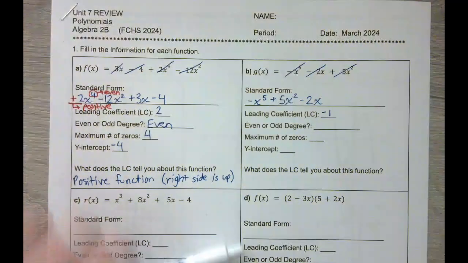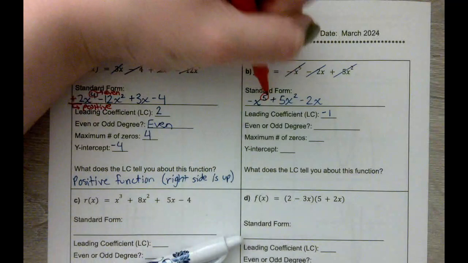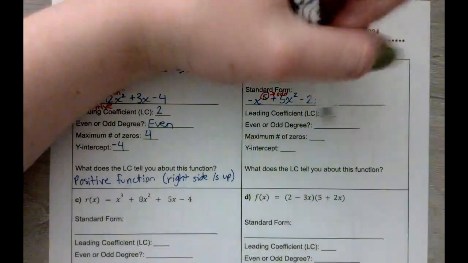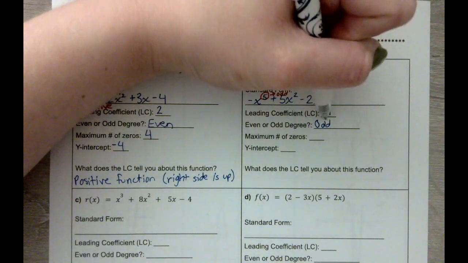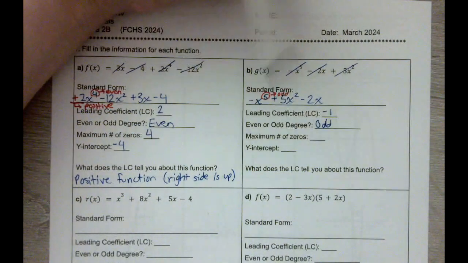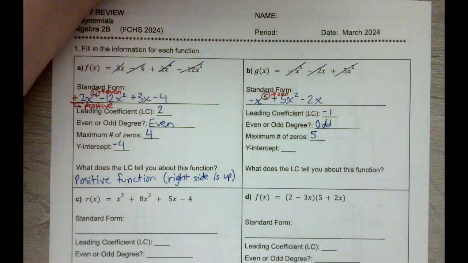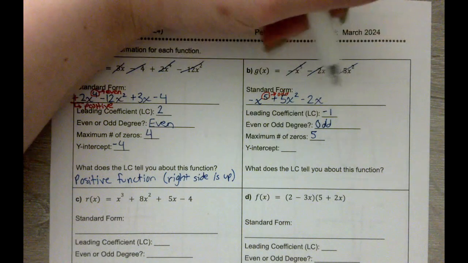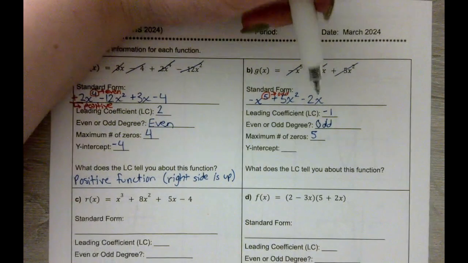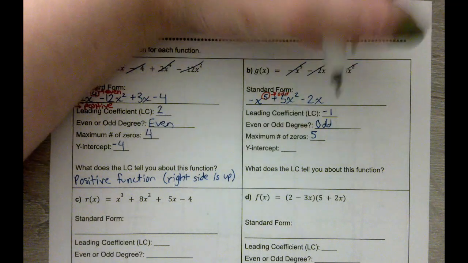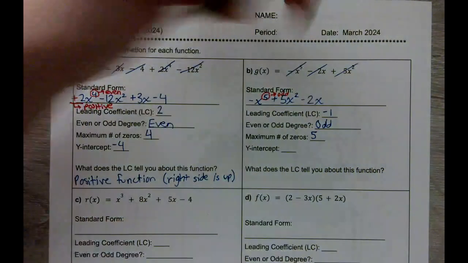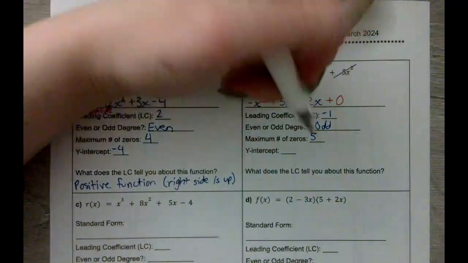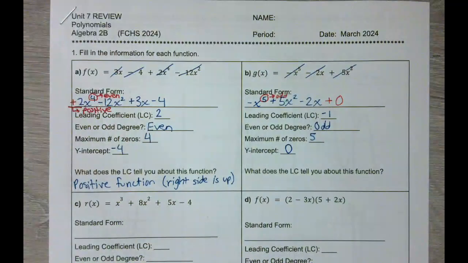Even or odd degree, our degree is 5, so it's odd. Maximum number of zeros, we can have up to 5 zeros in this function. Y-intercept, you look for a constant, just a plain number at the end. That would not be the 2x because it has an x on it. We actually don't have one, so that's like having a 0 at the end. So the y-intercept is 0.